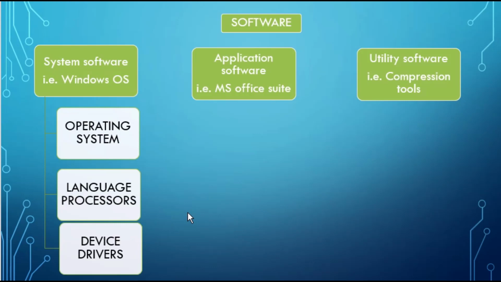Another type of computer software is the application software. A good example of application software is the Microsoft Office suite, which entails Microsoft Office Word, Microsoft Office Excel, and so on. Another type of software is the utility software that includes the compression tools, the antivirus, and other utility software such as disk management software.